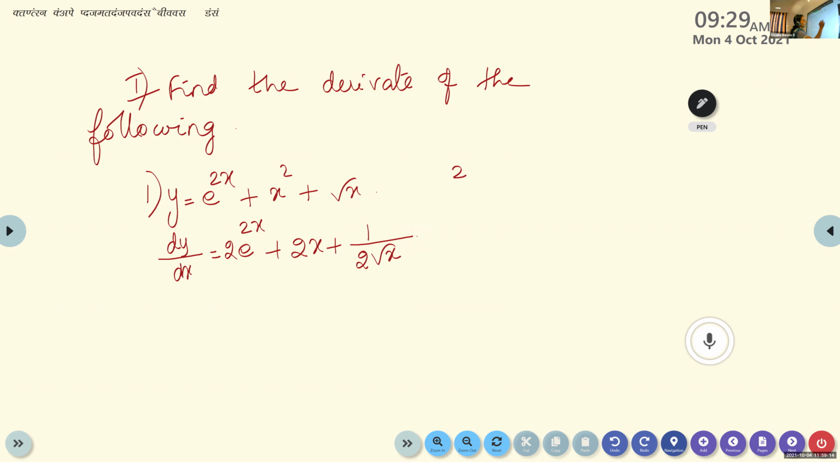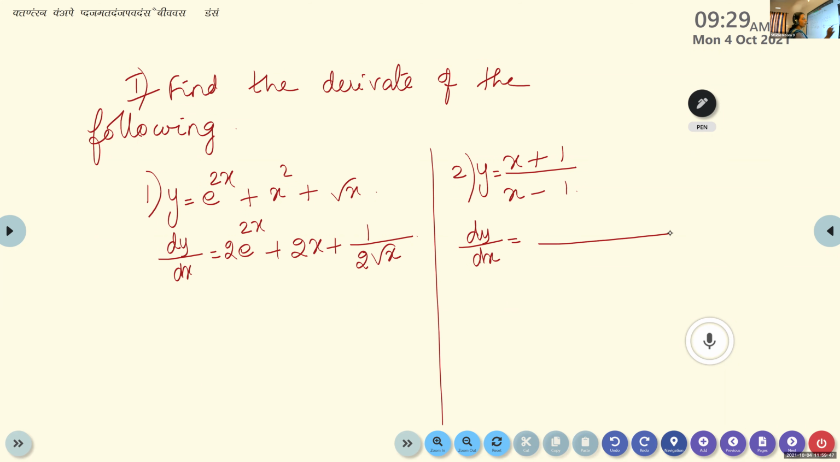Second one, x plus 1 by x minus 1. Here, which rule we have to apply, Femina? x plus 1 by x minus 1 means we have to use quotient rule. Okay, we have to use quotient rule.